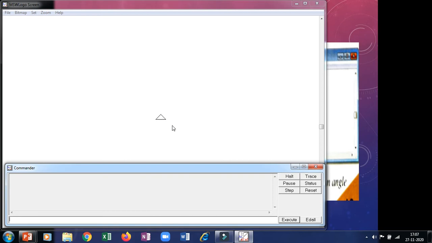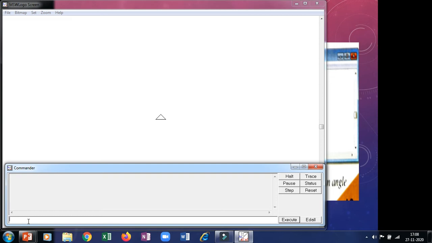The turtle is divided into two parts. The top pointed part is known as the head, and the bottom broad part is known as the tail. Here is the place where we write the commands. This is known as the command input box.